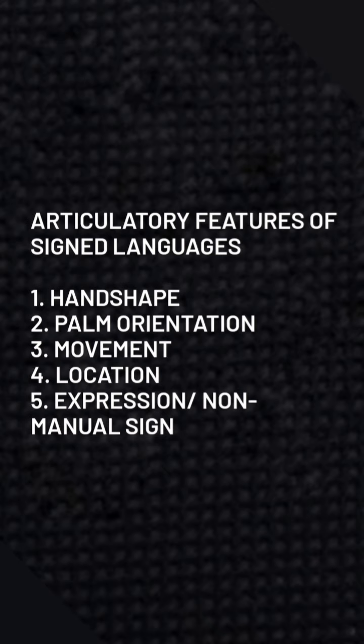The fourth one, location, like mother at the chin and father at the forehead. And the fifth one, non-manual signs, also called expression, like forward eyebrows to make something a yes or no question.